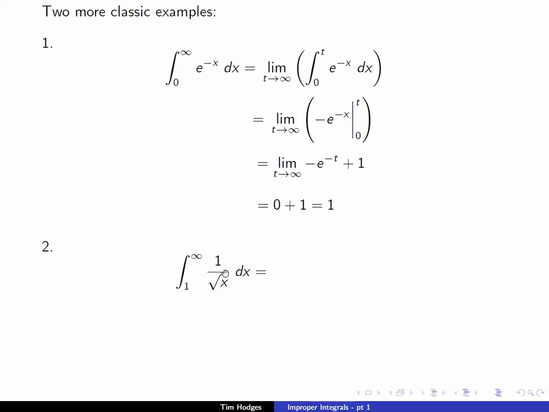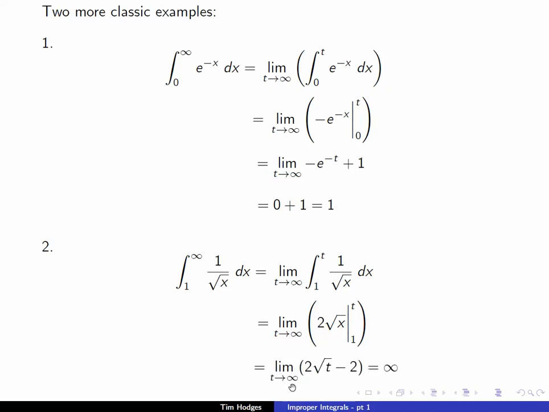Let's look at 1 over root x. Again, we'll go from 1 to infinity now because, of course, this is not defined at 0. So that's going to be the limit as t goes to infinity of the integral from 1 to t. The antiderivative of 1 over root x is 2 root x. So it's the limit of 2 root x evaluated between 1 and t, which is the limit as t goes to infinity of 2 root t minus 2, which is, of course, infinity.